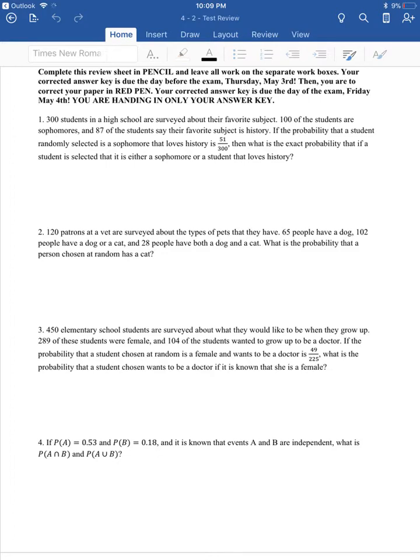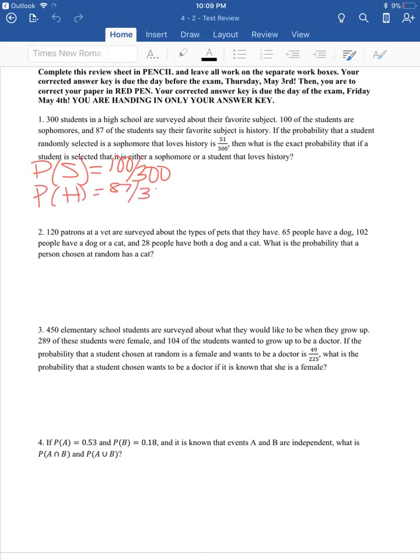Alright, so for the first one here, we have 300 students in a high school surveyed about their favorite subject. 100 of them are sophomores, and 87 say their favorite subject is history. So the probability of them being a sophomore is 100 out of 300. Then we have 87 say that their favorite subject is history, so the probability that they like history is 87 out of 300.